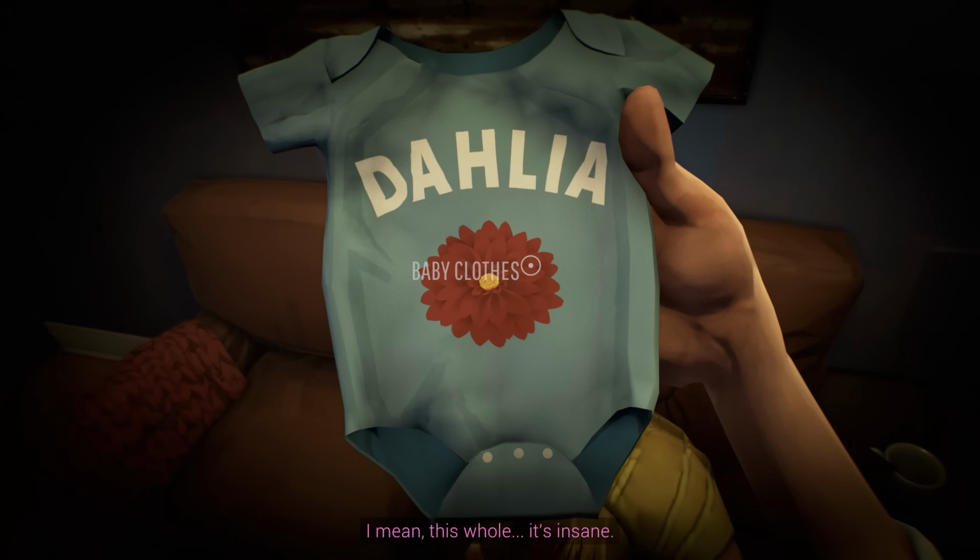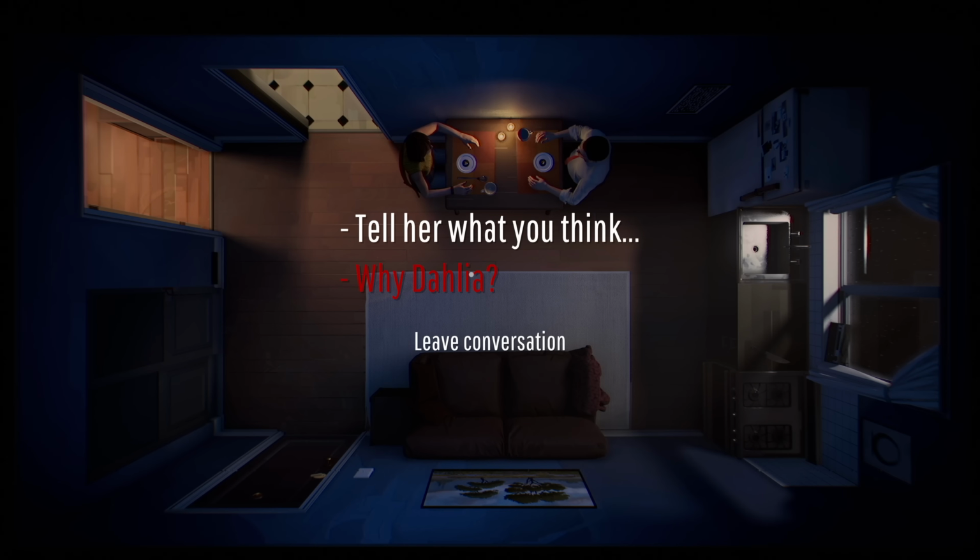What? Wow! The present is a box of baby clothes with the name Dahlia on them, which James will comment is his mom's name, who died in childbirth.